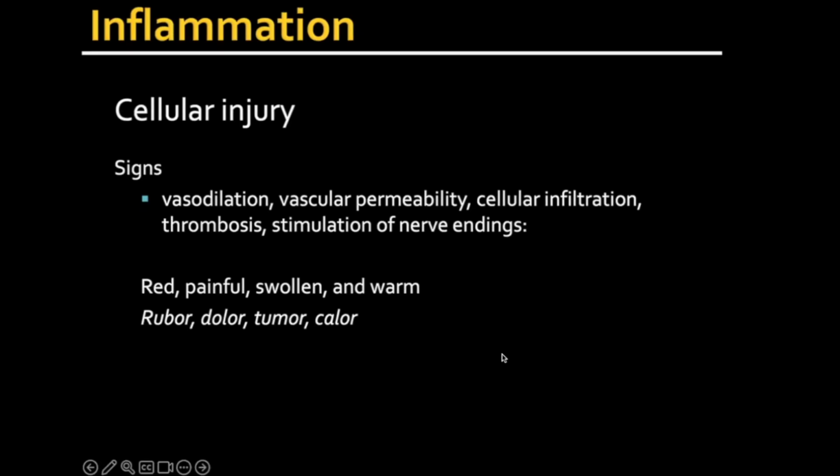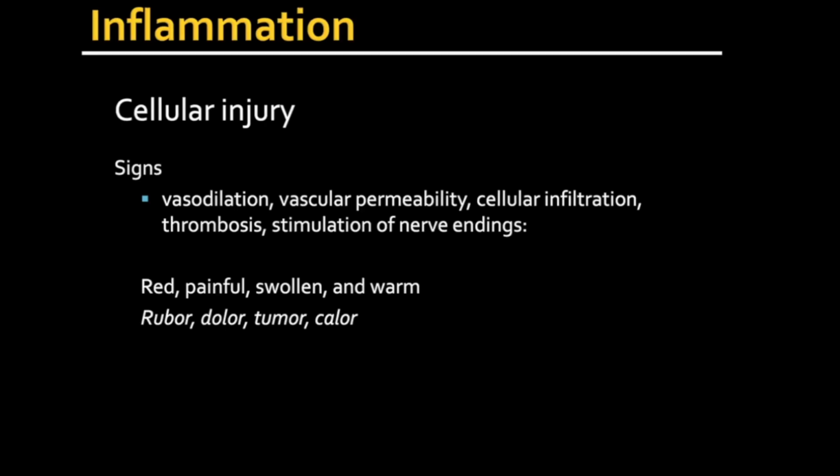So what do we see when we have cellular injury? We see, as we discussed, vasodilation, so the area gets red. Vascular permeability: the vessels get leaky, so we get swelling. Cellular infiltration, thrombosis, which is clots, okay, if we have bleeding, and stimulation of nerve endings. All of this stimulates and irritates the nerve endings, which causes itching.